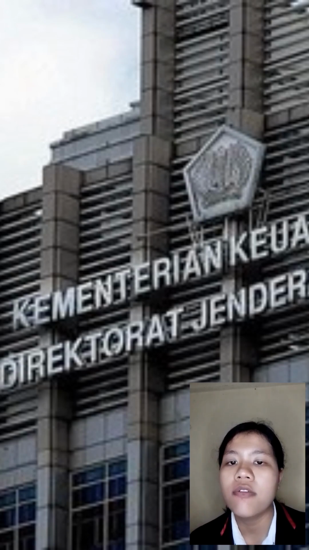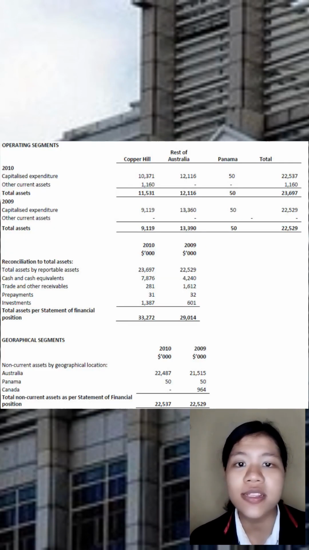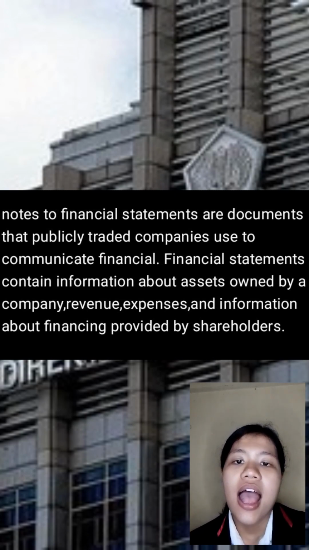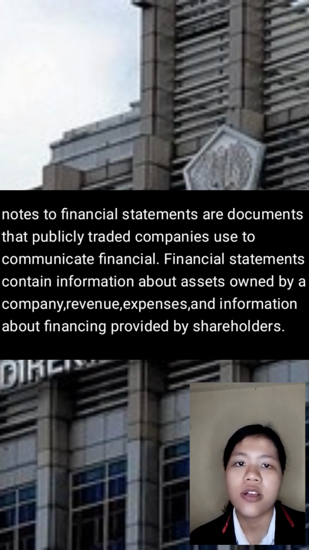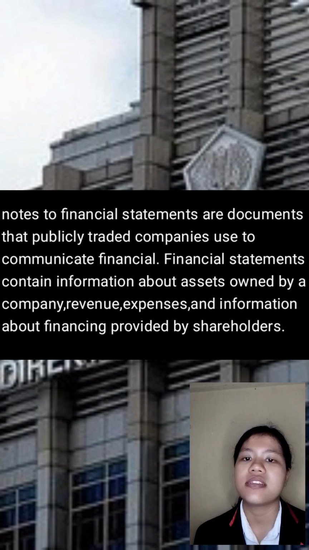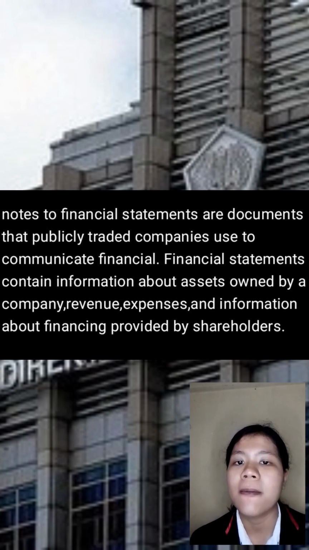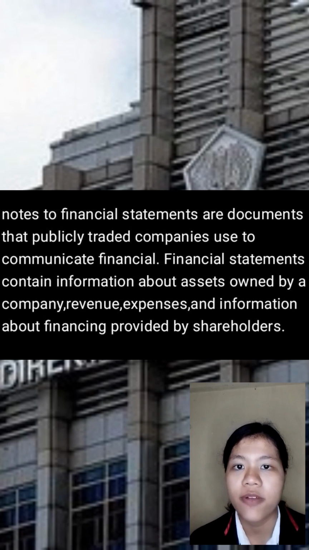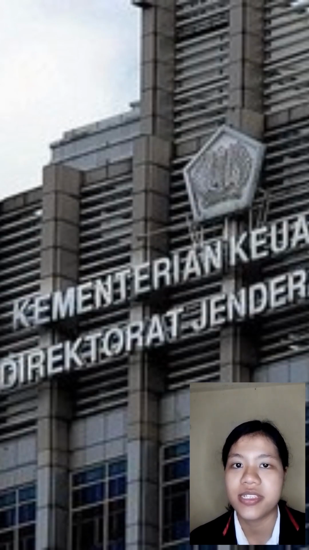The fifth form of financial statements is the notes to financial statements, which are documents that publicly traded companies use to communicate financial statements. They contain information about assets owned by a company, revenue, expense, and information about financing provided by shareholders.